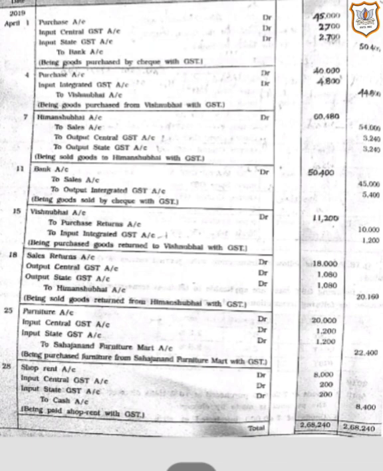Here, as shop rent is an expense for the business, as per the rule of nominal account, shop rent account will be debited by rupees 8,000. Here it is, and input central GST account will be debited by rupees 200, that is 2.5% of 8,000, that comes to 200, and input state GST is also 2.5%, so 2.5% of 8,000 comes to 200. And here cash account will be credited by rupees 8,400. We have paid total cash of rupees 8,400. So in this way we have to pass journal entries.